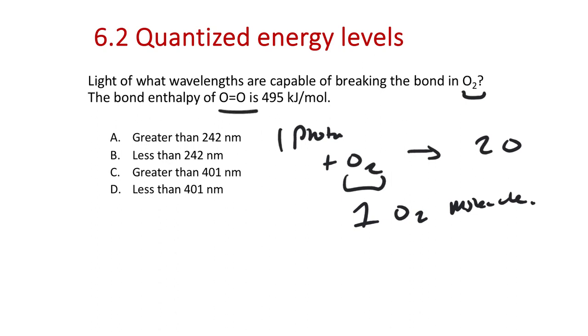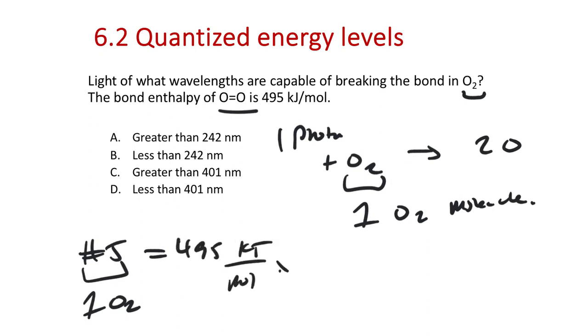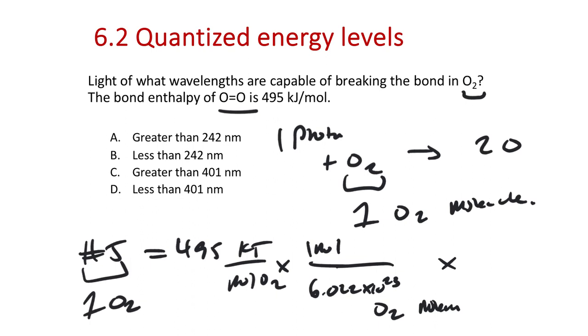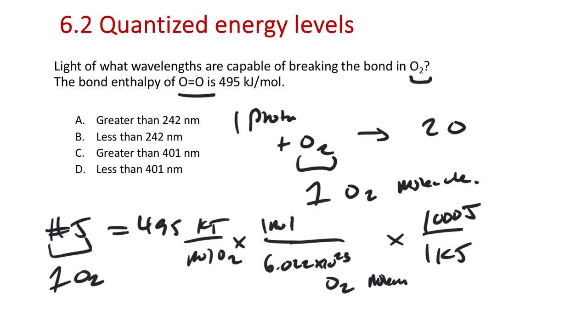What I'm really going to think about here is calculating the energy it takes to break the bond in just one O2, as opposed to 495 kJ per mole. So we start with 495 kJ per mole. One mole is 6.022 times 10 to the 23 O2 molecules, and a kJ is 1,000 joules. I'm only going to joules because I'm going to use Planck's constant later. So the energy to break the bond in one O2 is 495 divided by Avogadro's number, times 1,000, and that's 8.22 times 10 to the minus 19 joules.